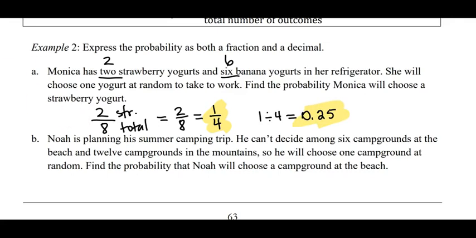The next problem is part B. Noah is planning his summer camping trip. He can't decide among 6 campgrounds on the beach and 12 campgrounds in the mountains. So I have 6 and 12. He will choose 1 campground at random. Find the probability that Noah will choose a campground at the beach.